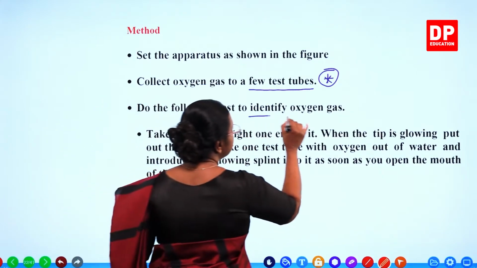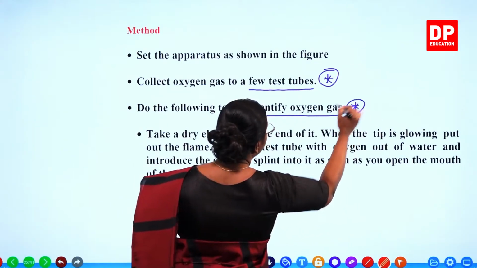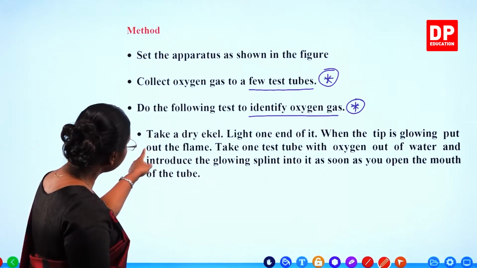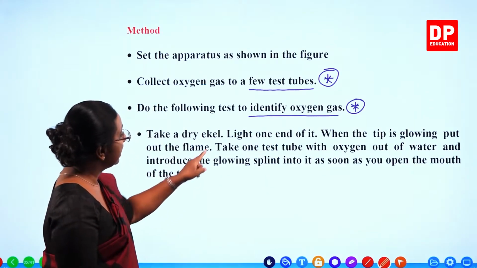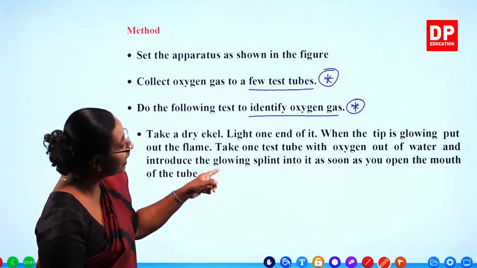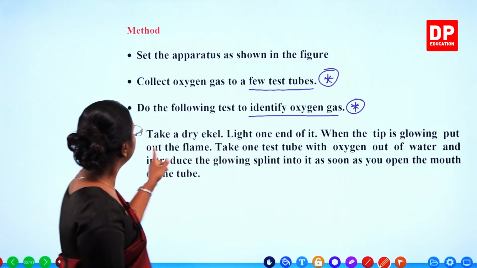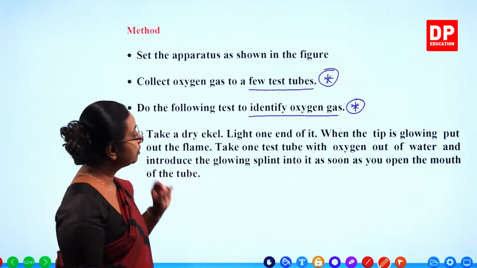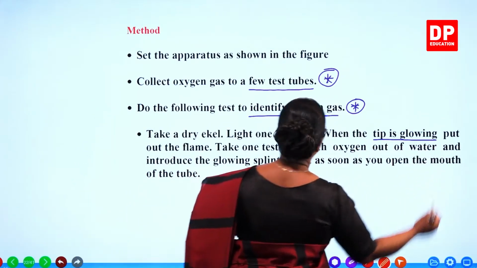So here this is the test to identify oxygen gas. Take a dry eagle, light one end of it. When the tip is glowing, put out the flame. So that is when the tip is glowing.